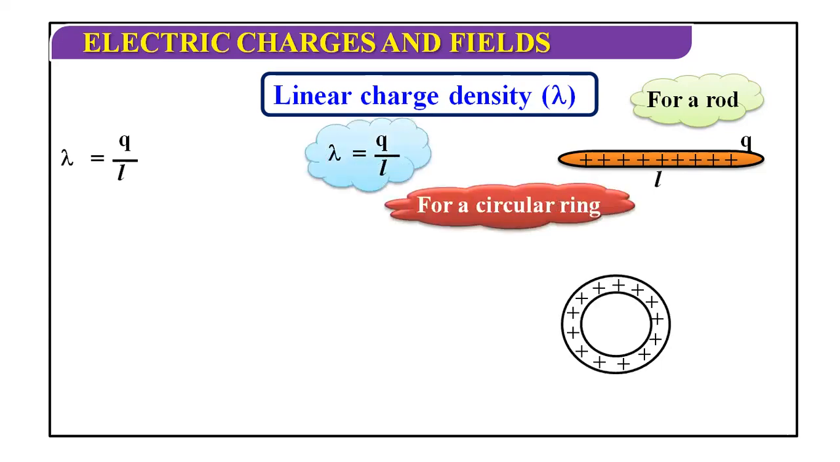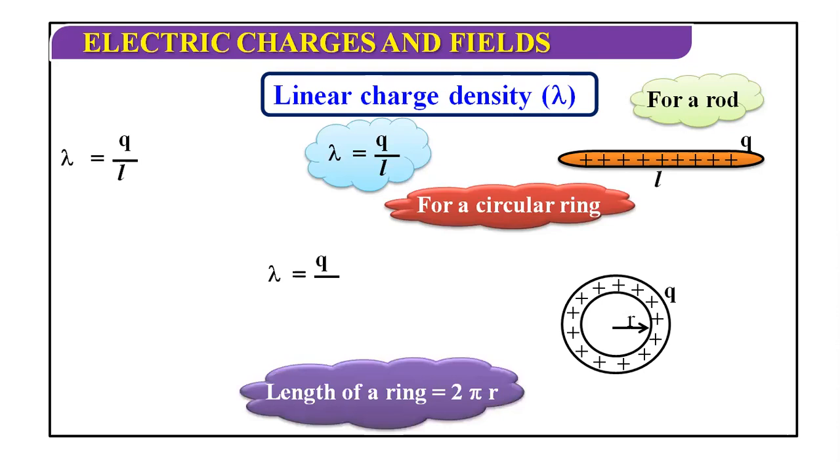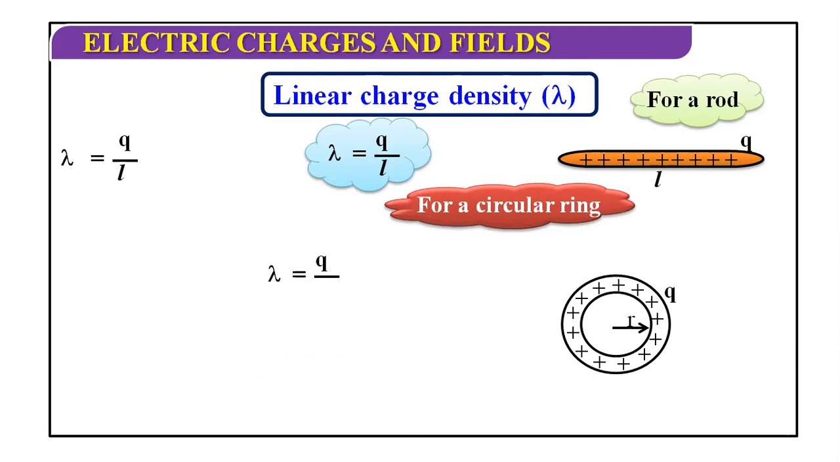But if we convert this rod into a ring, if we bend the rod, having the same charge q, and bend this rod into a ring of radius r, then how can the charge density be represented? Again, we will take the help of linear charge density, charge upon length. Now, what is the length? It is the circumference of this ring having radius r, which is 2 pi r. So lambda is equal to charge upon length, and length is 2 pi r.